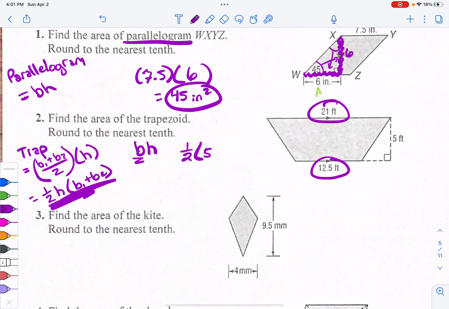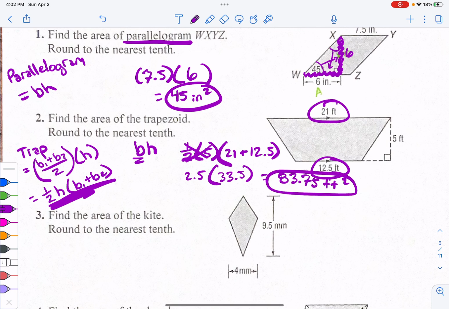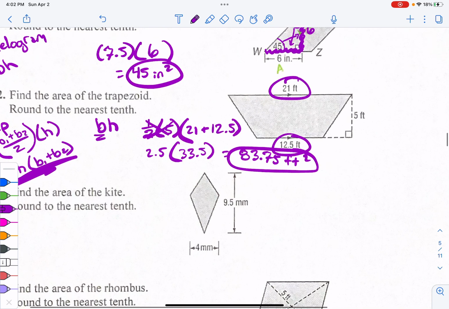So let's just use this formula that we're used to using. 1/2, the height is 5, and then the two bases added together, 21 plus 12.5. Half of 5 is 2.5, and if I add those two together, 21 plus 12.5, 33.5 times 2.5 is going to be 83.75 feet squared. There we go. I'm not writing these over on the line, but it doesn't really matter.